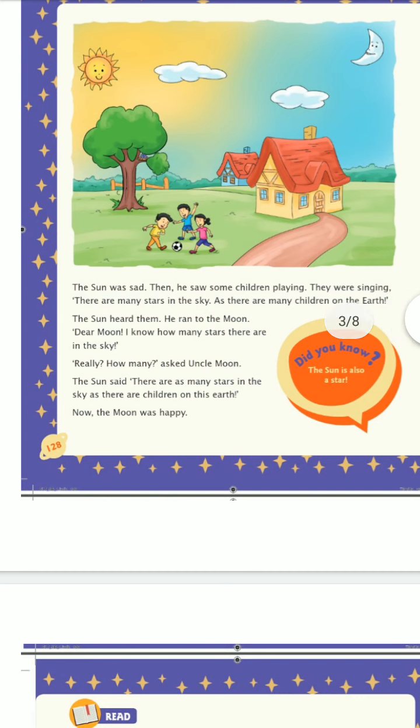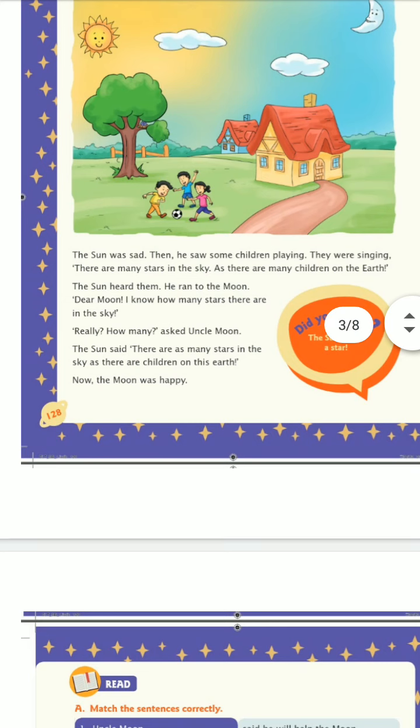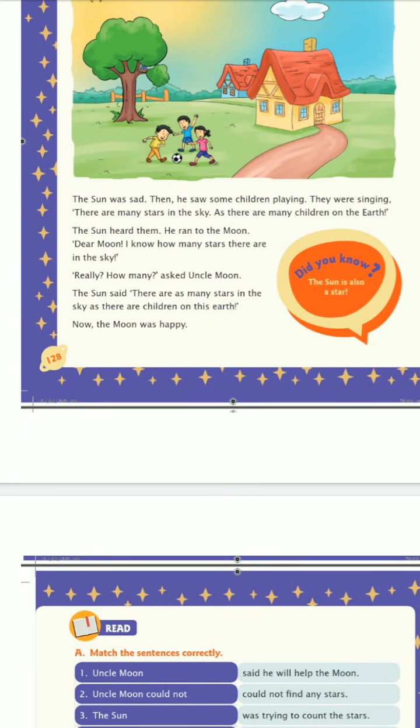He ran back to the moon and said, dear moon, I know how many stars are in the sky. He got very happy, and he said that I can tell you the number of stars. So Uncle Moon got surprised. He said, really, you know this? Tell me how many stars are there. The sun said, there are as many stars in the sky as there are children on this earth.